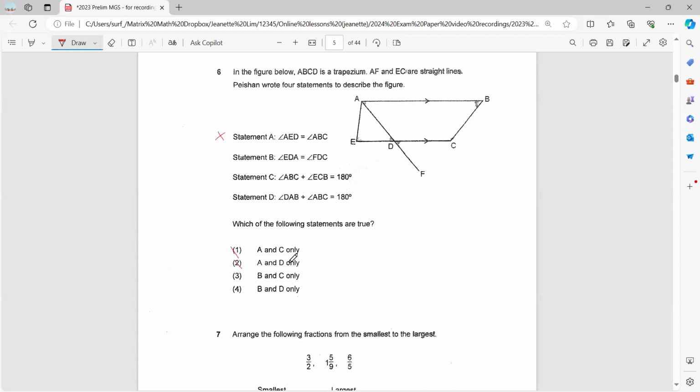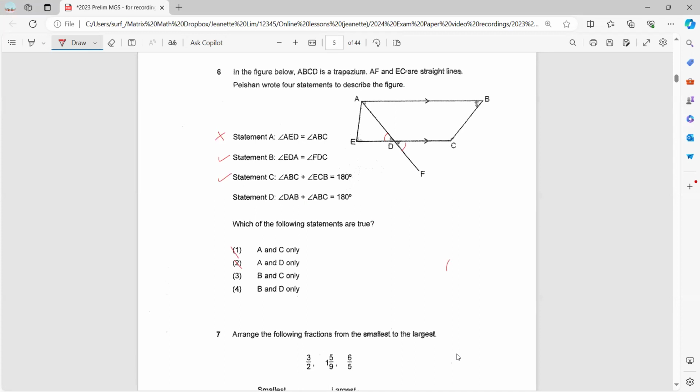So is it B and C or B and D? From here we can tell B is definitely true, but we have to check. Okay, EDA equals FDC. Yes, it's true because they are vertically opposite angles. So is it C that is true or D that is true? ABC plus ECB gives you 180. Yes, that is true because those are interior angles. Interior angles add up to 180 degrees. So yes, this is true. So it'll be option 3.